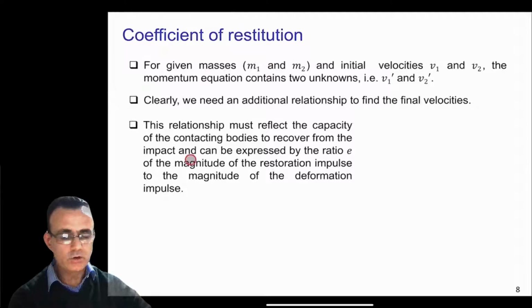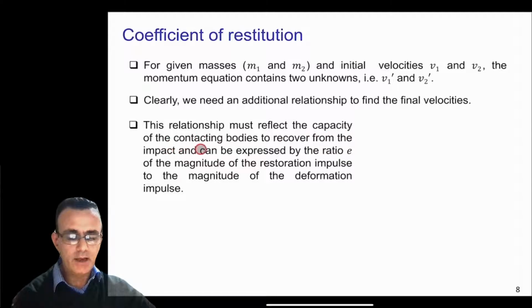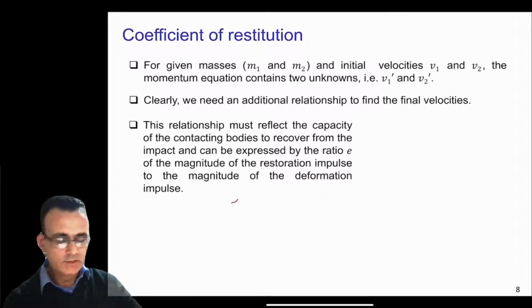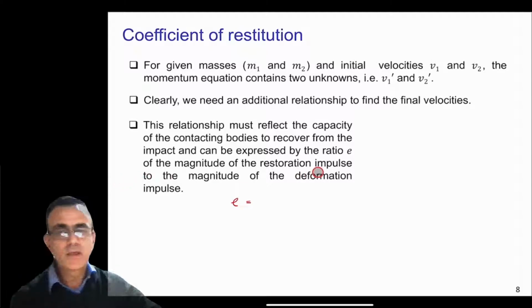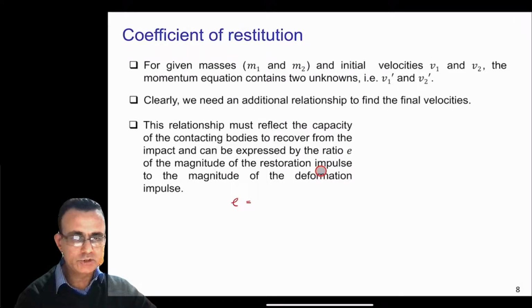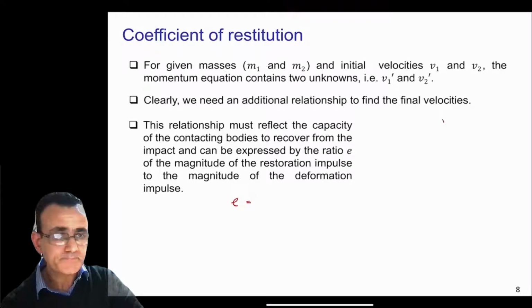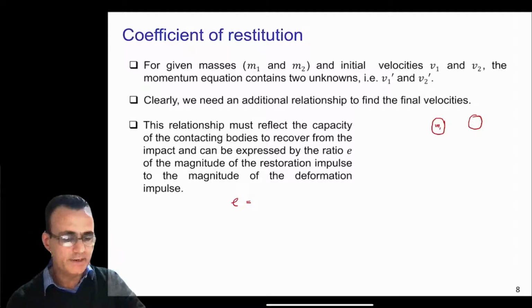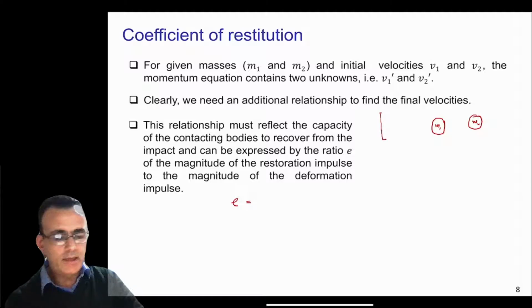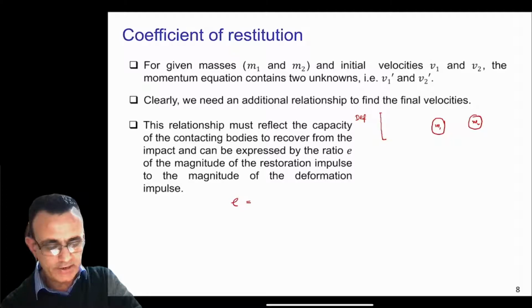So where will we get that equation? This relationship must reflect the capacity of the contacting bodies to recover from the impact, and can be expressed by the ratio e of the magnitude of the restoration impulse to the magnitude of the deformation impulse. So this e, which is what we call the coefficient of restitution, is simply the ratio between the restoration impulse and the deformation impulse. So before writing this equation, let us try to draw the diagram here. If you consider these particles m1 and m2, during the impact we will have two phases. One is that the bodies will get deformed. So that is what we call the deformation period.